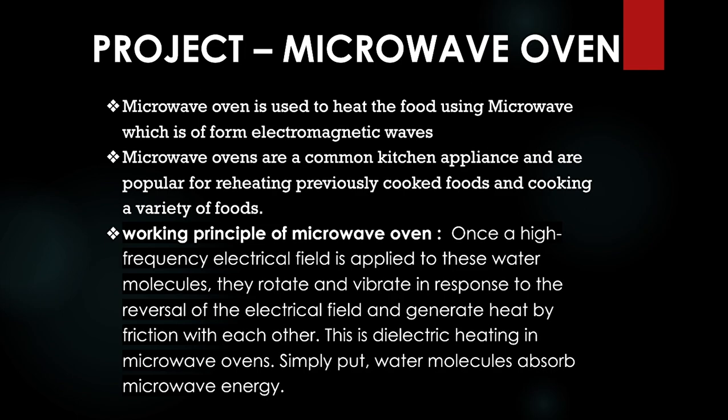The project overview is the microwave oven. Let me give a brief introduction about the microwave oven. A microwave oven is used to heat food using microwaves, which are a form of electromagnetic waves. Microwaves are a common kitchen appliance and are popular for reheating previously cooked foods and cooking a variety of foods.